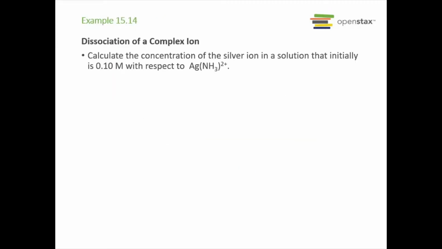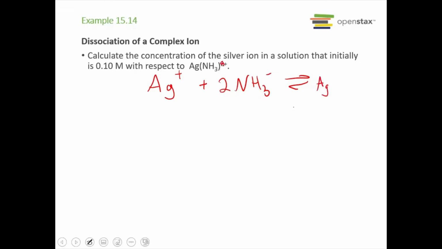So let's go ahead and look at an example. We want to calculate the concentration of the silver ion in a solution that initially is 0.10 molar with respect to this silver ammonia complex. So we're going to use our good old ICE table. To make this, we have Ag+ and 2 NH3, and this is going to form Ag(NH3)2+.